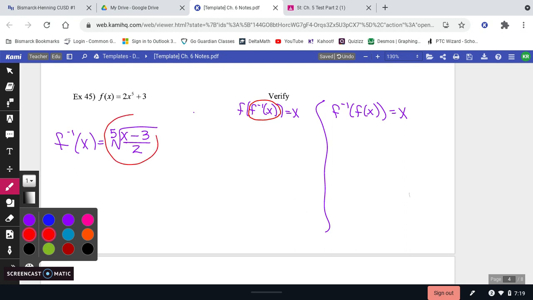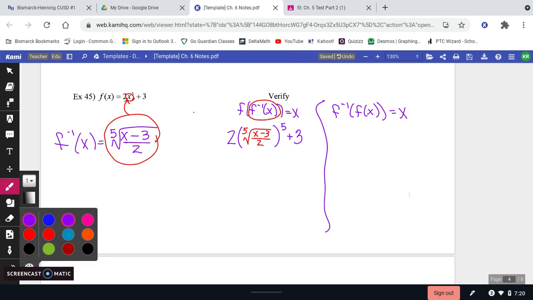So we're going to take this inverse equation that we found yesterday, and it's going to go inside of function f. So it's going to look like this. 2 times something, we're going to put our inverse in there in a second, to the fifth power plus 3. Okay, so now our inverse goes in, and we're going to simplify.